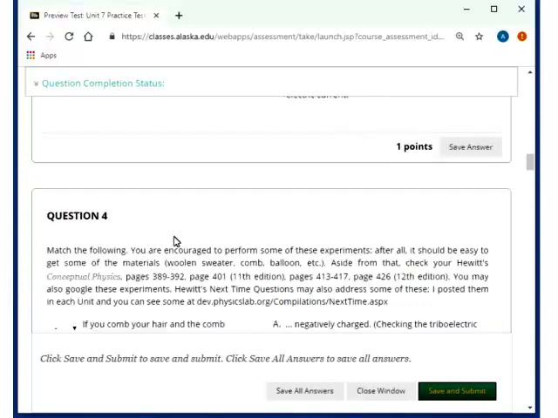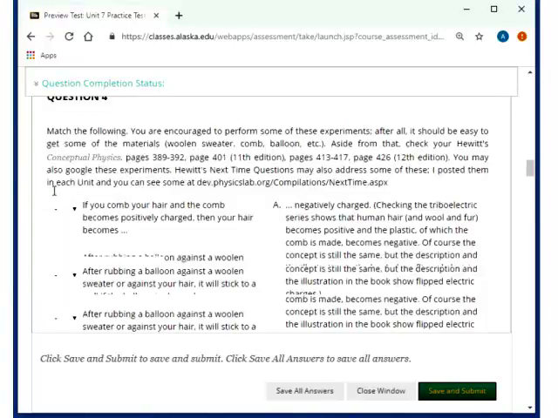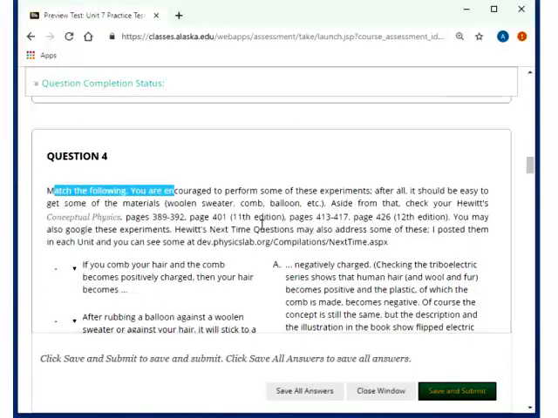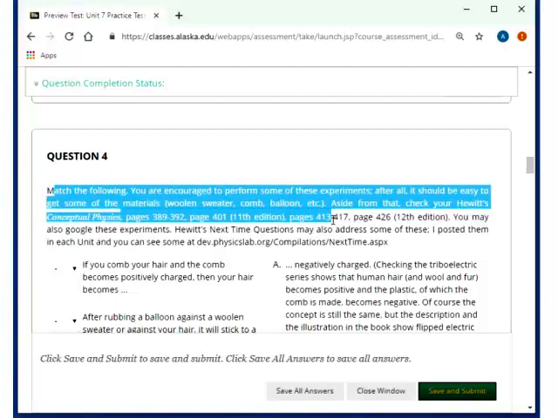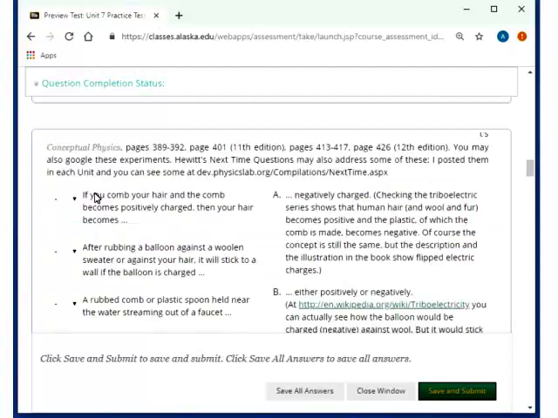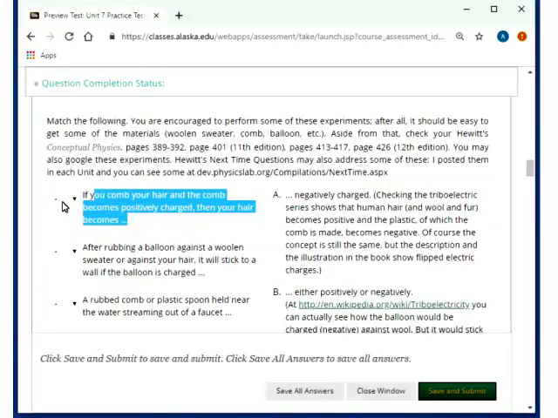All right, there are a few questions starting with number four. They should be on the homework, but at some point I just had too much stuff on the homework, so I put them on the practice test here. So they go directly with the books or experiments from the book. I'm not sure if I have actually a video for that. But if you comb your hair and the comb becomes positively charged, then your hair obviously becomes negatively charged.